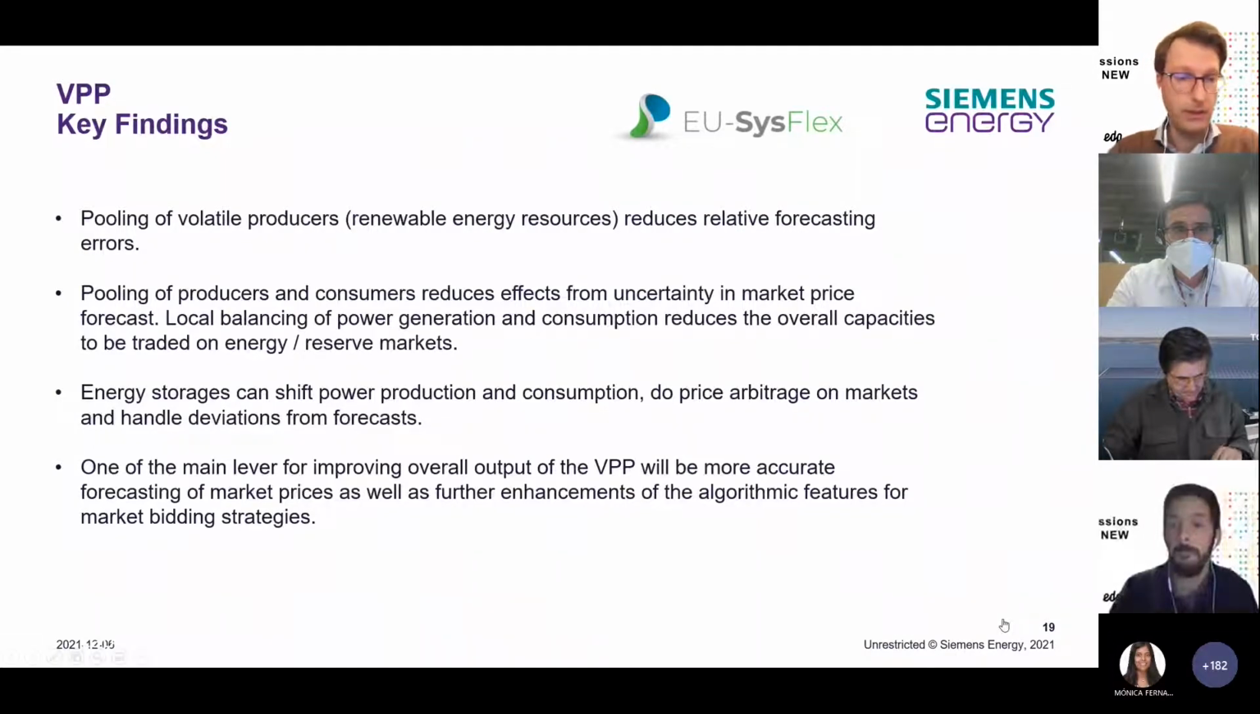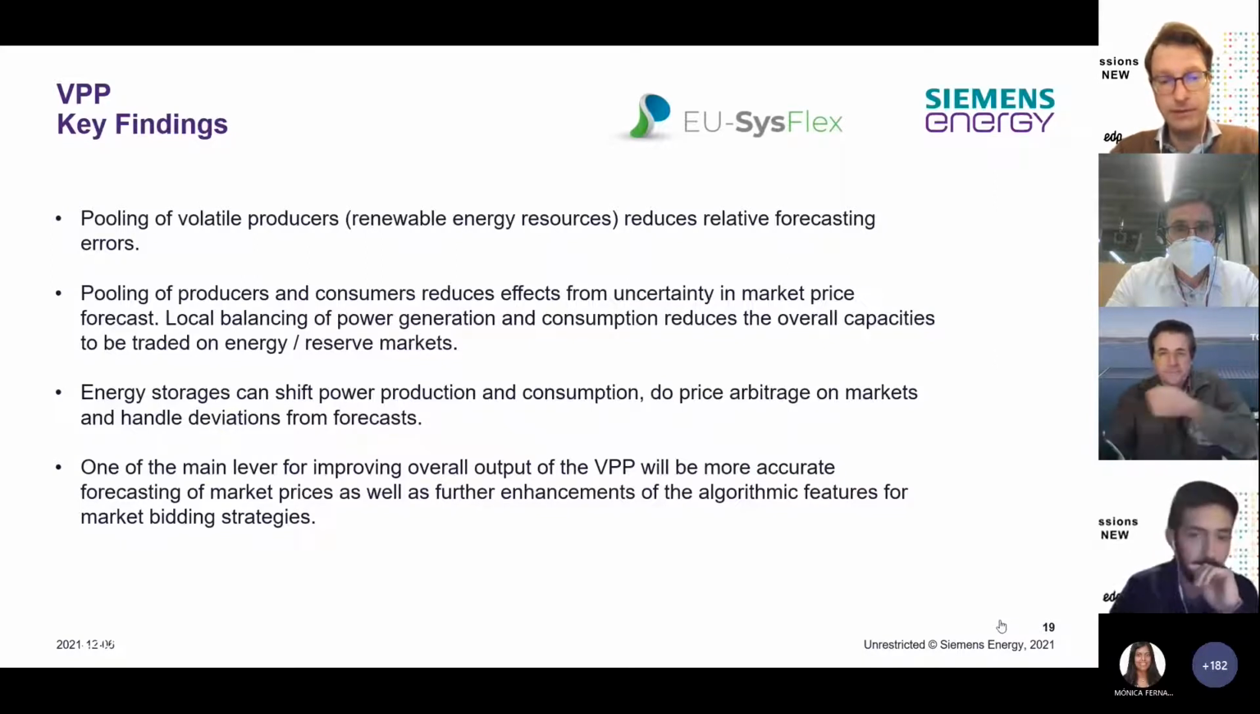Another important factor is that energy storages will be a huge lever in the future to shift power production and consumption, also allowing price arbitrage and handling deviations from forecasts.